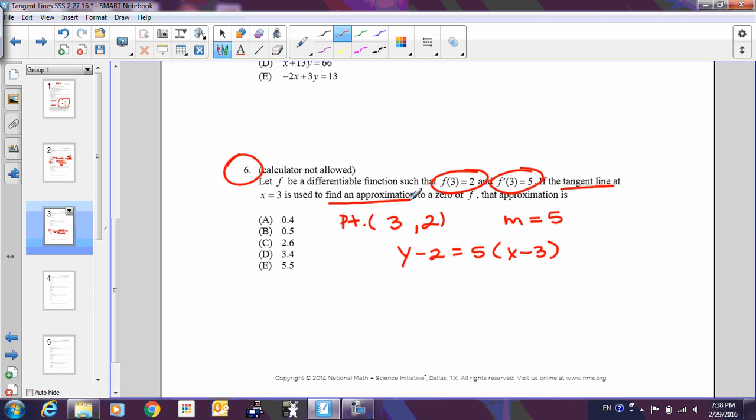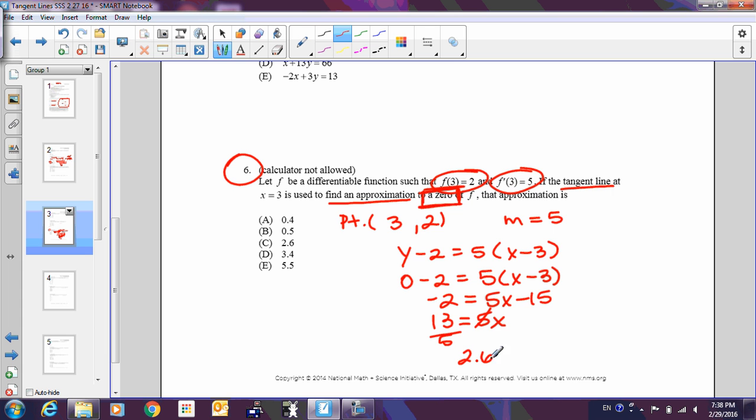The next part, it says, what are we approximating? A 0. Sometimes they're approximating like f of 1.1. This is a 0. That means that y is equal to 0. And you got to solve for x. So you just got to use all those good algebra skills. I'm thinking most students here are going to distribute through that 5, add over the 15, and then divide by 5. Okay, and so that gives you 2.6.